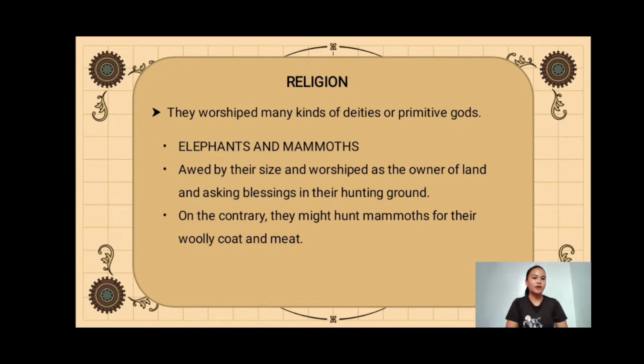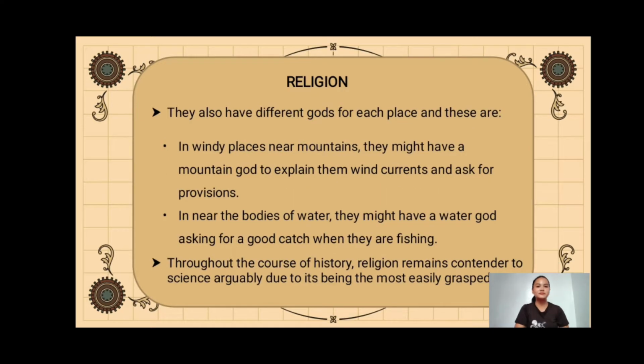So, they might hunt mammoths for their woolly coat that is used for our ancestors' garments, and meat which could be eaten by a whole community as their food. And also, they have different gods for each place. In the windy places near mountains, they might have a mountain god to explain the wind currents and to ask for provisions. Near bodies of water, they might have a water god, asking for a good catch when they are fishing. So throughout the course of history, religion remains a contender to science, arguably due to its being the most easily grasped.